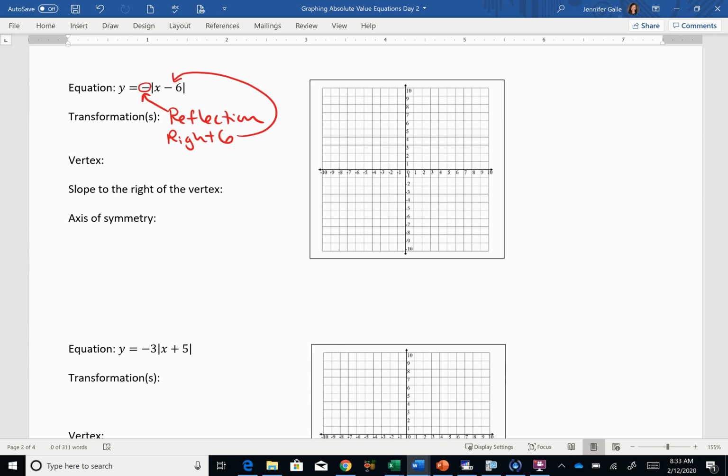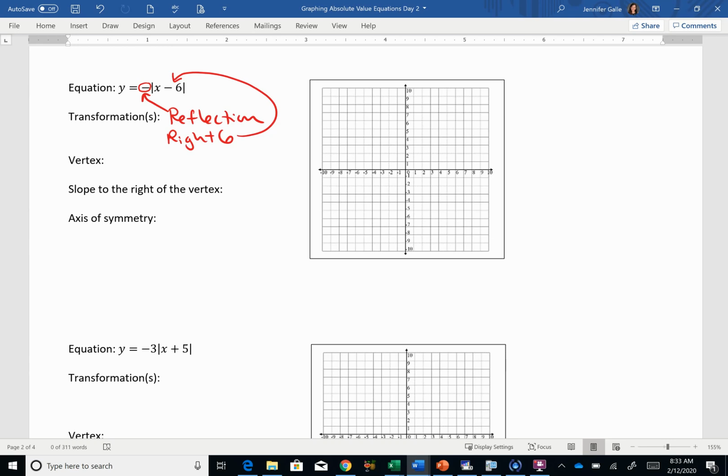You don't necessarily have to draw the arrows on your test or your practice. I'm doing that for the sake of our notes. So when you take a look back at your notes and you see reflection and right 6 written down, you know why we chose those things. What part of the equation tells you the graph does those things.